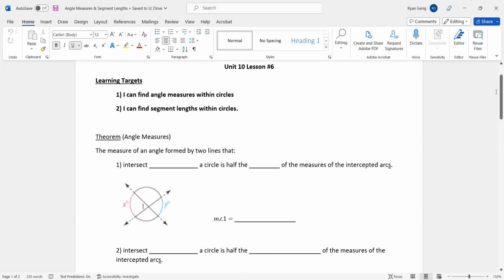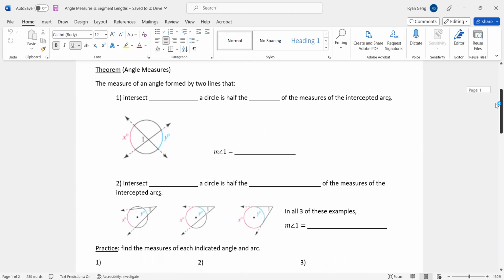So here's the theorem. The measure of an angle formed by 2 lines that intersect. Now, there's 2 parts to this theorem. It matters where they intersect. So if the 2 lines intersect inside a circle, then the measure of the angle formed by 2 lines that intersect inside a circle is half the sum of the measures of the intercepted arcs.